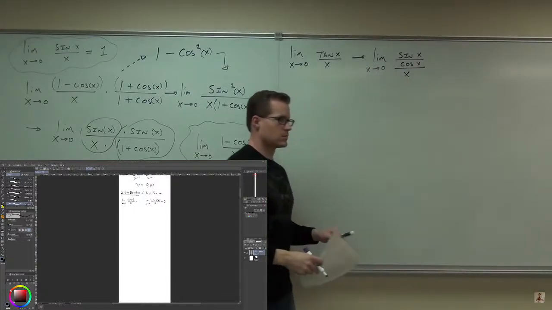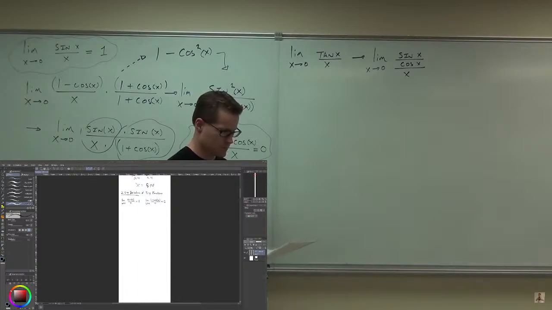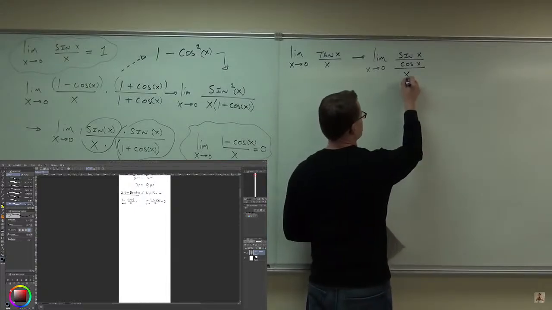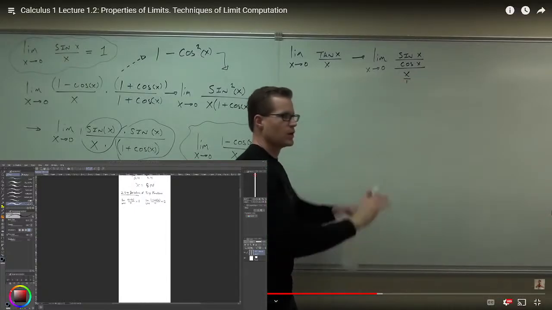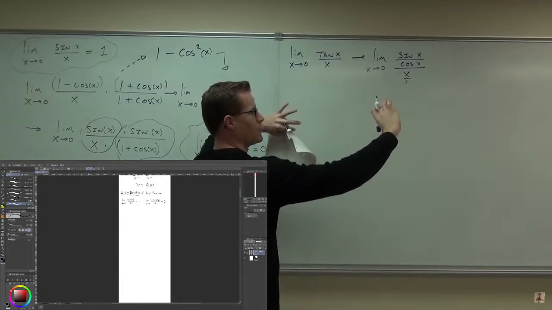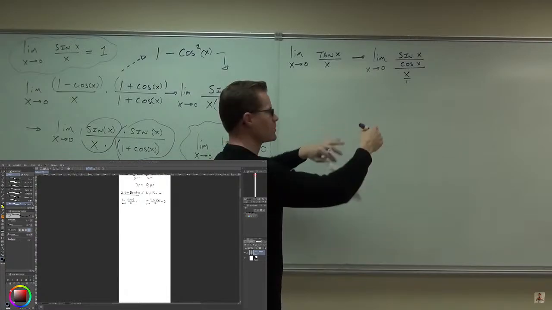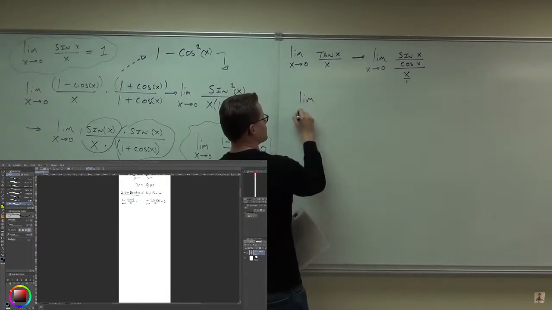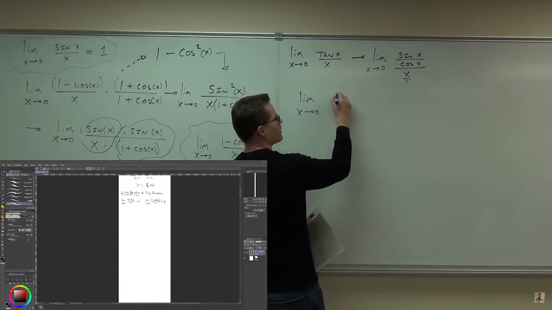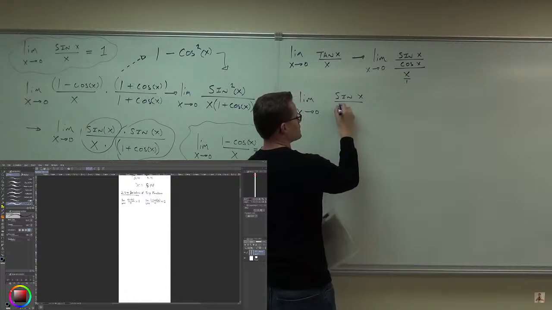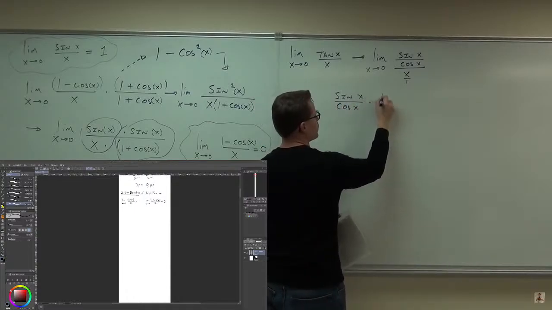Are you okay with that one so far? If we do a little bit of work with this, just a little bit, remember this is like x over 1. Instead of dividing, you reciprocate and multiply, true? So this would be the same thing as the limit as x approaches 0 of sine x over cosine x times 1 over x.